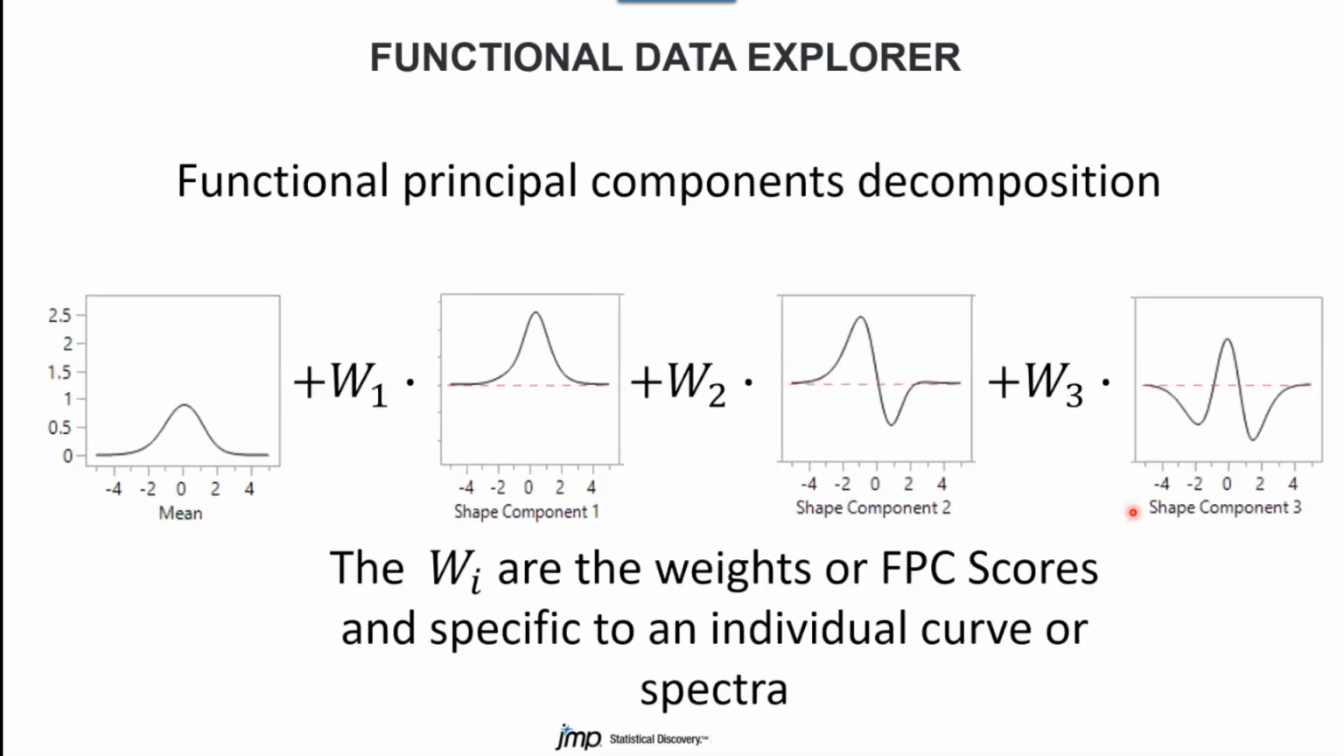So the individual curves that we see are equal to the underlying mean function plus a shape-dependent score times that first shape component, plus another score times the second shape component, and another score times the third shape component. And then the rest of the variation is thrown into error by this dimension reduction that we're doing.